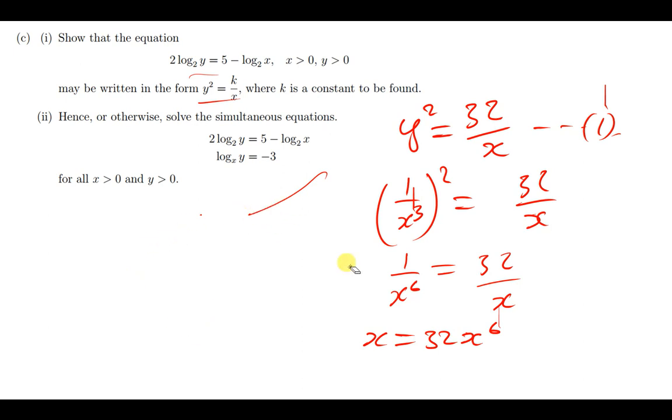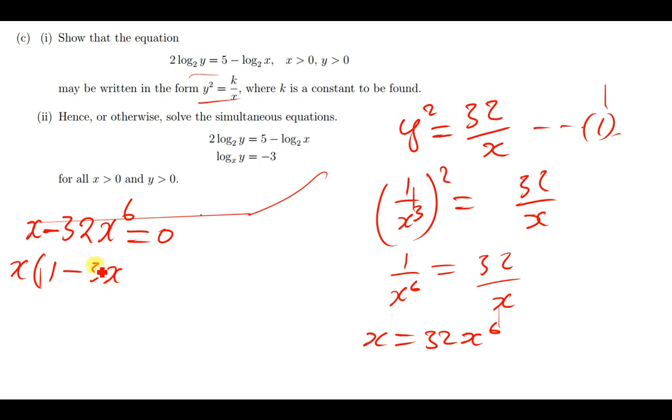Okay, so when you take everything to one side, we're going to have x minus 32x to the power 6 is equal to 0. When you factorize, we're going to have x(1 minus 32x to the power 5) is equal to 0. So here the first value of x is equal to 0. The second value of x will be found by solving this equation.